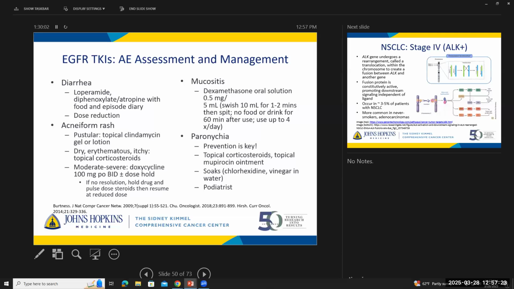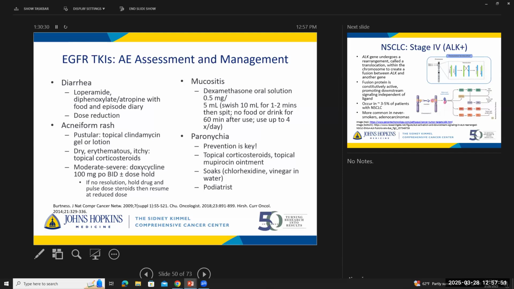For the pustular presentation of the rash, we can use topical clindamycin gel or lotion. And you're going to say to yourself, wait a minute, you just told me that this is not like acne. Why am I using topical clindamycin lotion or gel? The reason is because clindamycin and doxycycline have anti-inflammatory properties as well, okay? So when we use topical clindamycin, we're not using it for its antibacterial properties, we're using it for its anti-inflammatory properties.